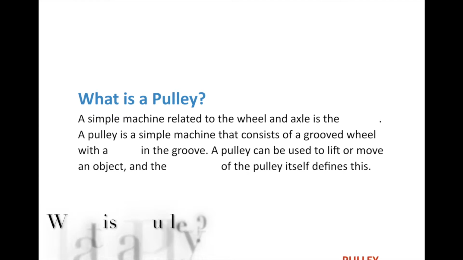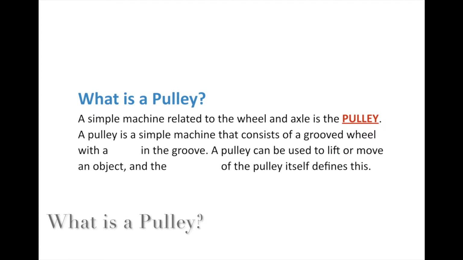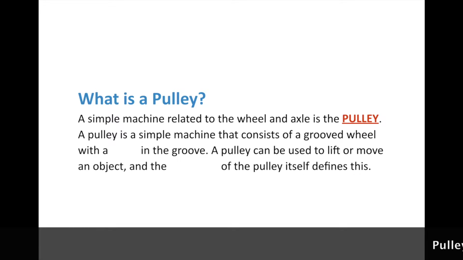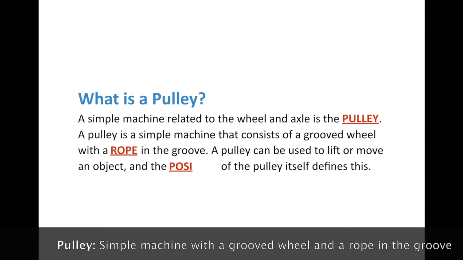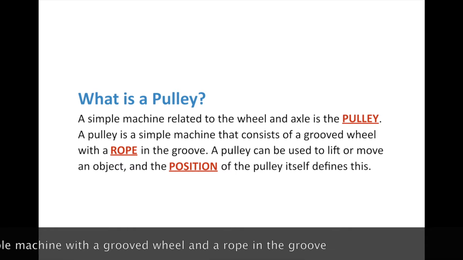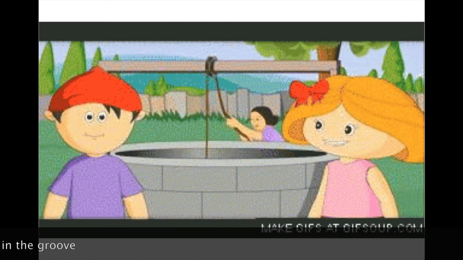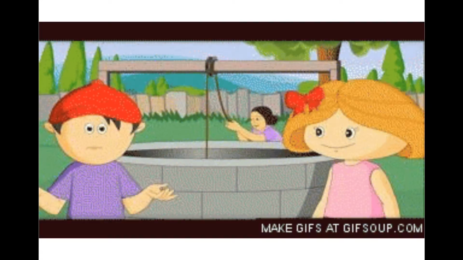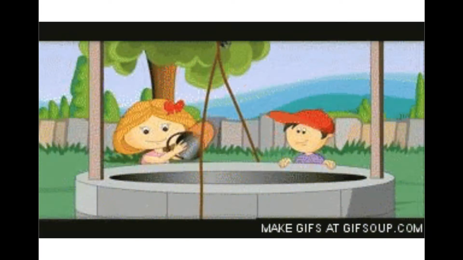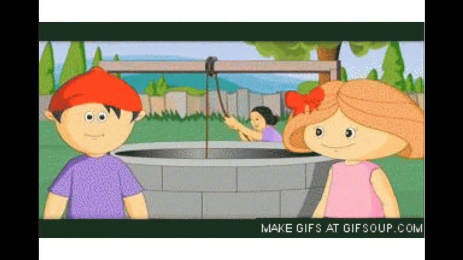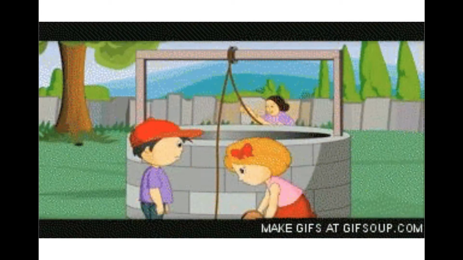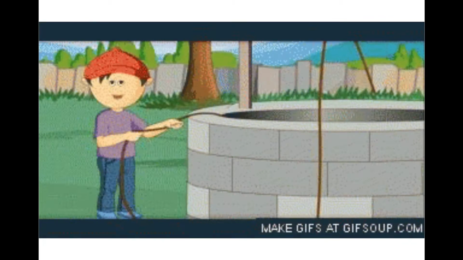That's a pulley. A simple machine related to the wheel and axle is the pulley. A pulley is a simple machine that consists of a grooved wheel with a rope in the groove. A pulley can be used to lift or move an object, and the position of the pulley itself defines this, whether you're lifting or moving an object. A simple example is a well. You throw the bucket down there, and you could pull, and it requires a lot of work, but with the wheel turning, it makes lifting much easier with the pulley.